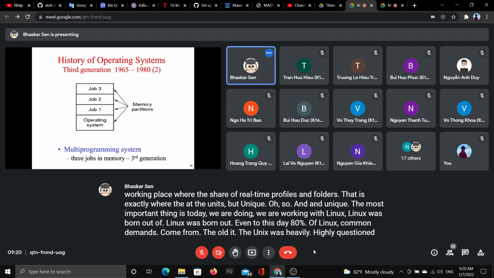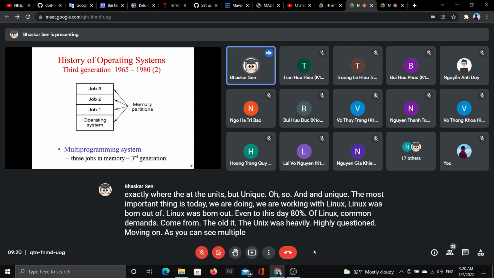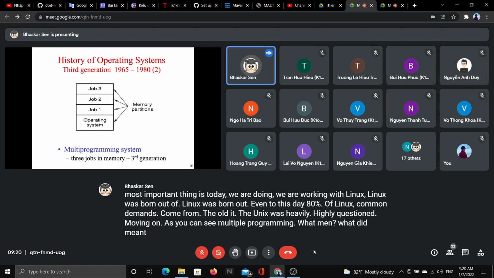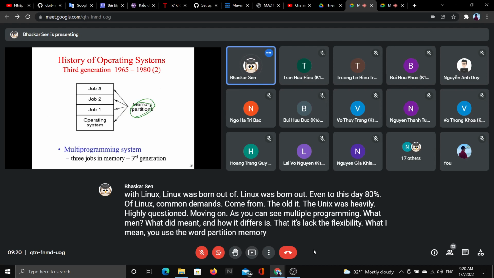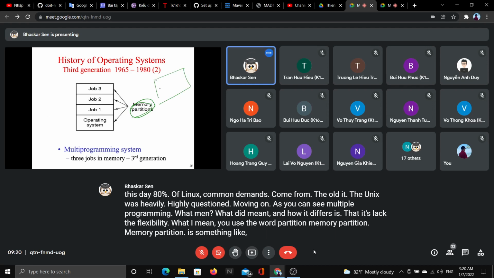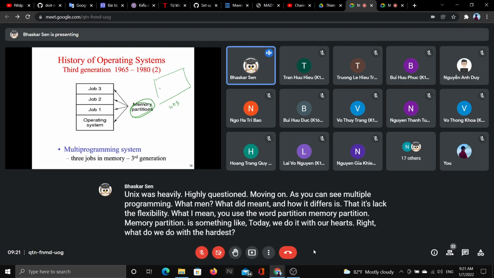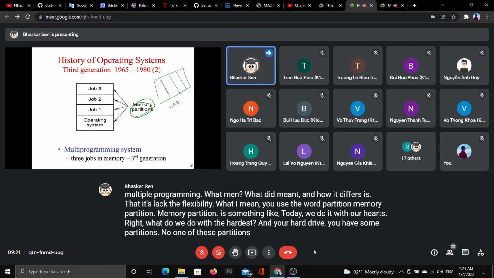Moving on, as you can see, multi-programming, what it meant and how it differs is that it lacks flexibility. You use the word partition, memory partition. Memory partition is something like what we do today with our hard disk. In your hard drive, you have some partitions. Now, what are these partitions? Partitions are barriers, but they are logical barriers.